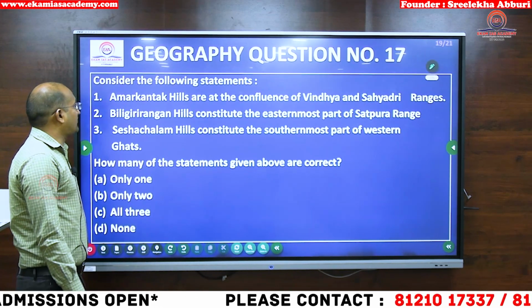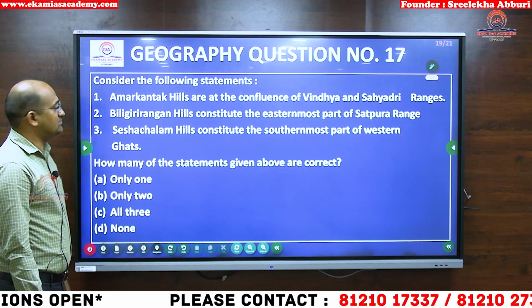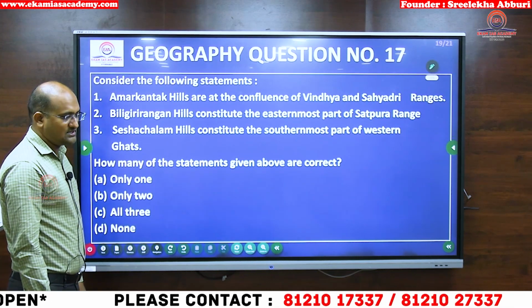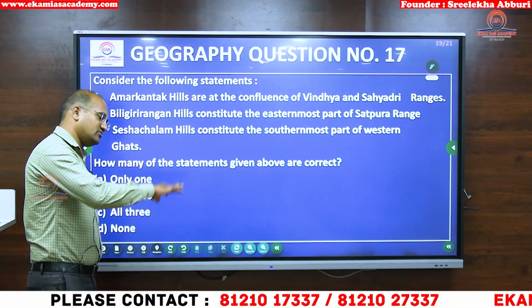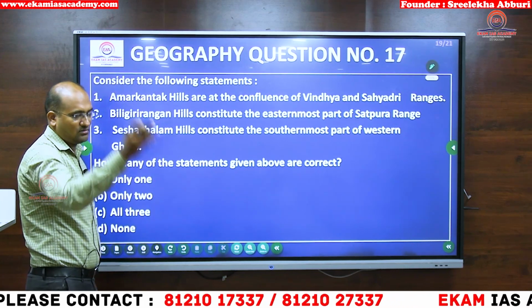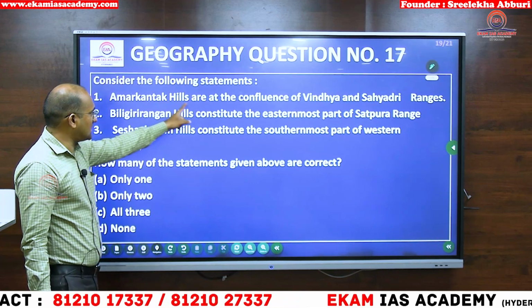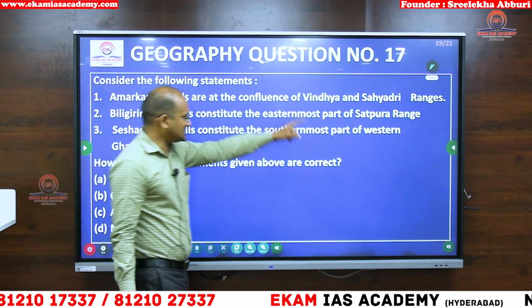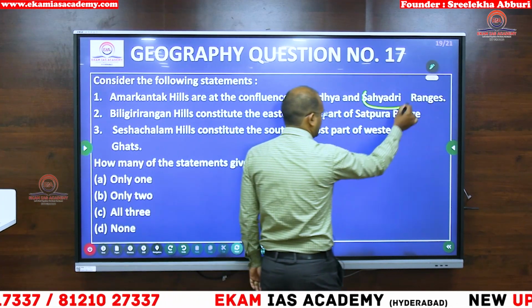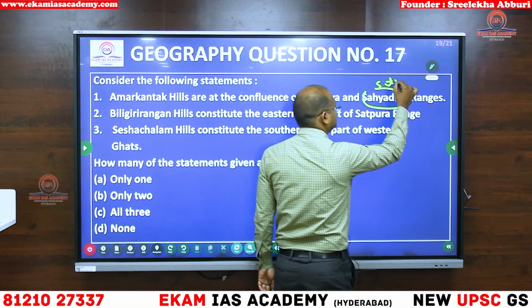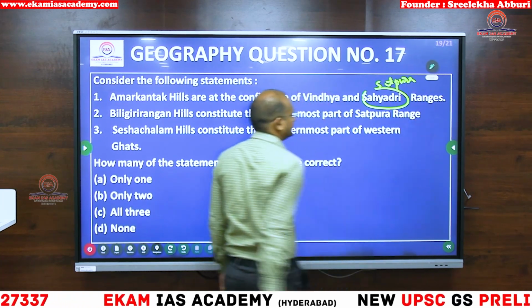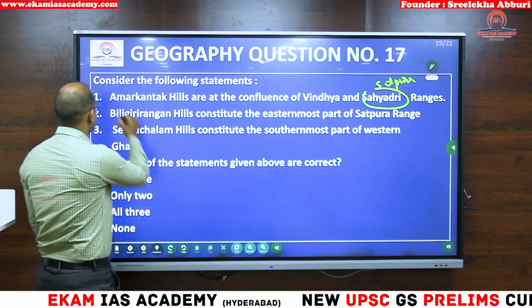Again, consider the following statements. Amarkantak Hills. Basic geography: where are the hills, what are the types of hills? In Indian geography, you should know at what place what type of hills are there. Amarkantak Hills are at the confluence of Vindhya and Sahyadri. It's not Sahyadri, it's Satpura. Basic geography. So, this is a wrong statement.